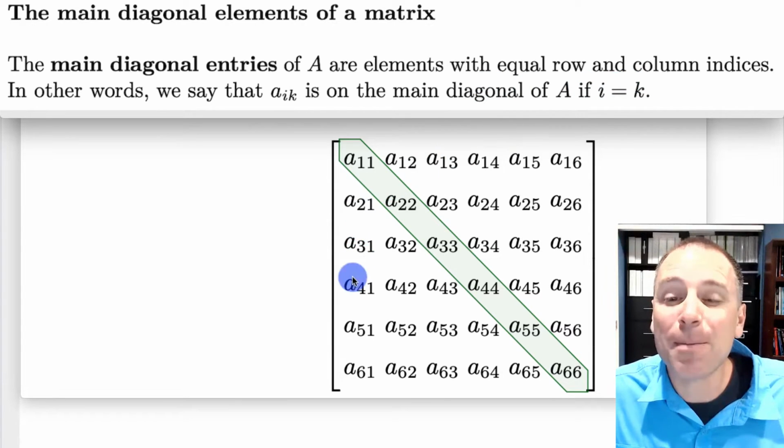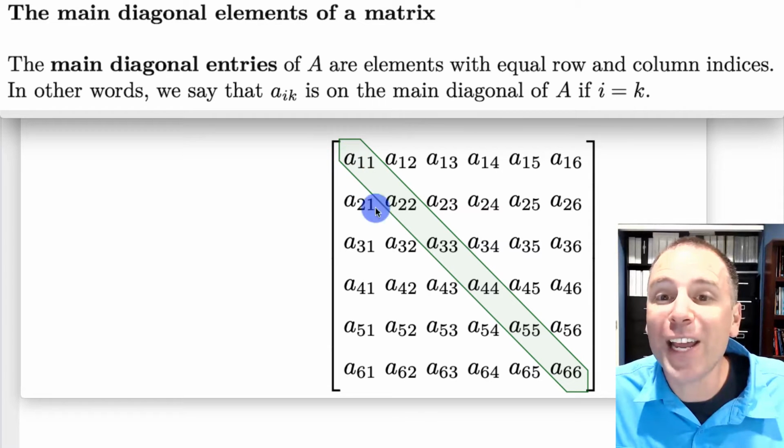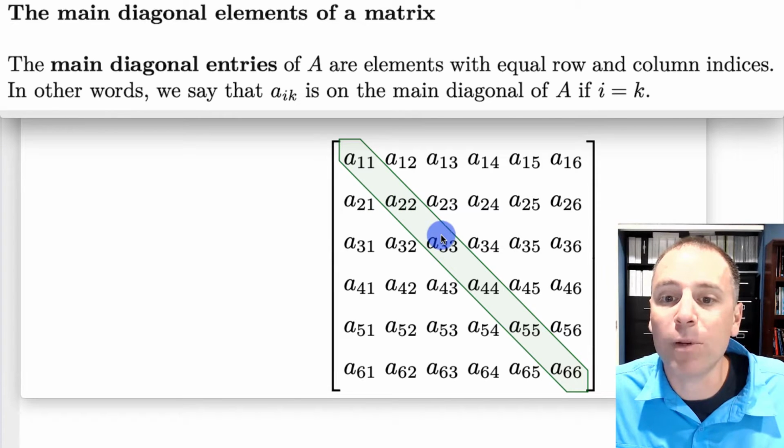Let's take a look at a 6 by 6 matrix, which we see here on screen. Notice that each matrix entry has three quantities that we've talked about: the row index, the column index, and then the stored value at that address. Here in green on screen, we see highlighted all of the main diagonal elements of this matrix. A11 is a main diagonal element because the row index i equal 1 is identical to the column index k equal 1. So A11 is on the main diagonal. The same is true about A22, A33, all the way to the end, which is called A66.